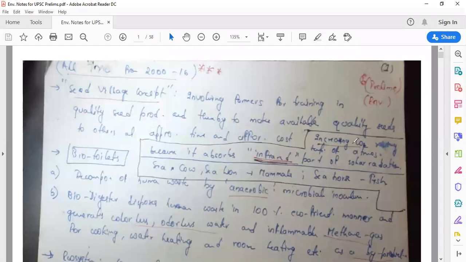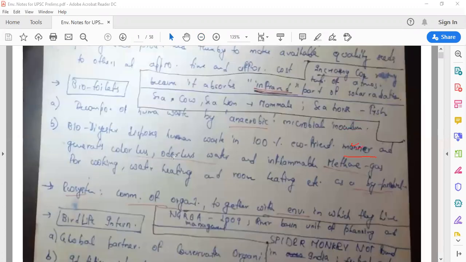Now let's talk about some other concepts. How CO2 leads to global warming. So increasing CO2 raises the temperature of atmosphere. Global warming is happening because the temperature of the atmosphere is increasing, right? And why is this whole thing happening? Because the atmosphere is absorbing.